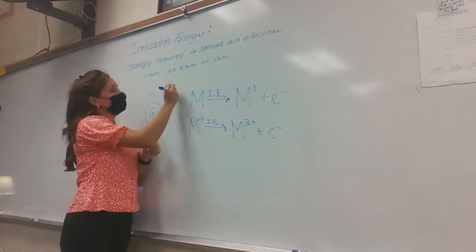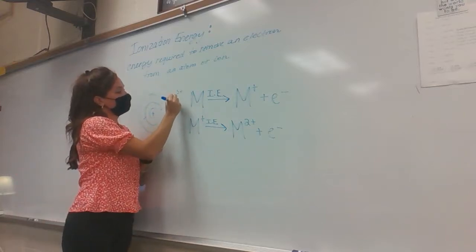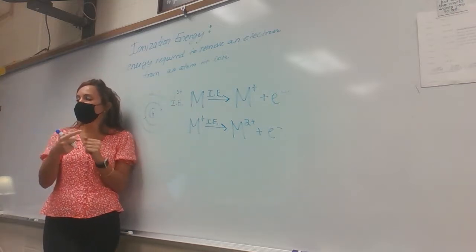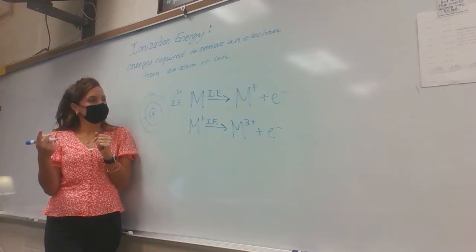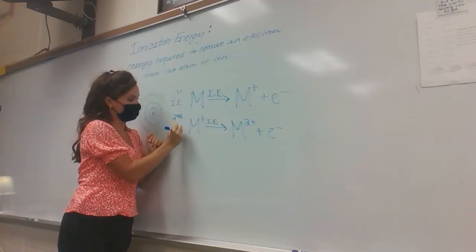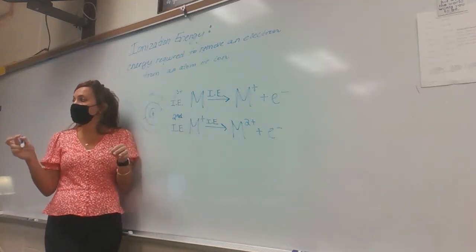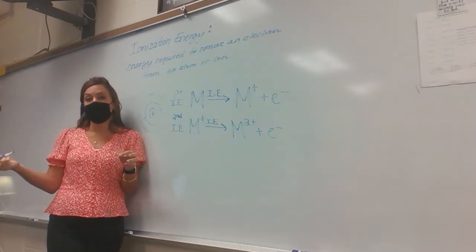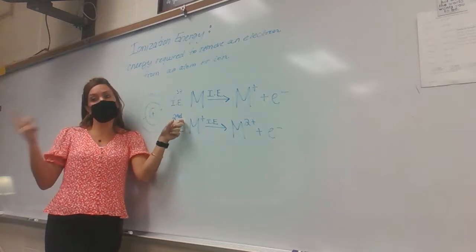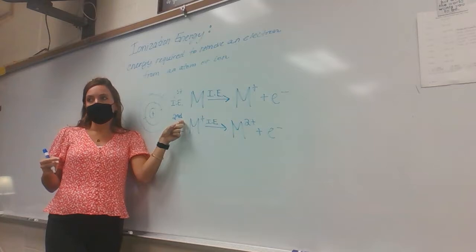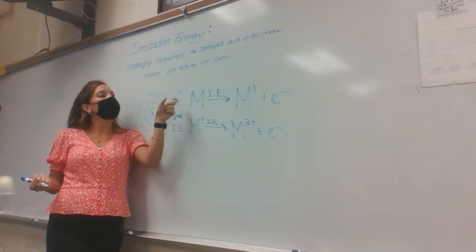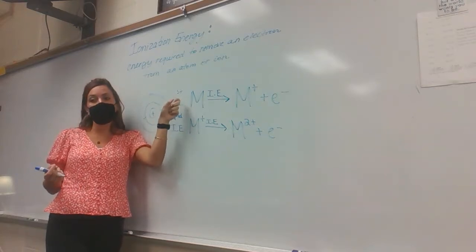This is called the first ionization energy: the energy required to remove the very first valence electron. This is the second ionization energy, and that's the energy required to remove a second valence electron. Or maybe now you've removed the only valence electron and you're removing it from a different energy level. We're going to find out later that this ionization energy is higher than this ionization energy, and we'll talk about why.